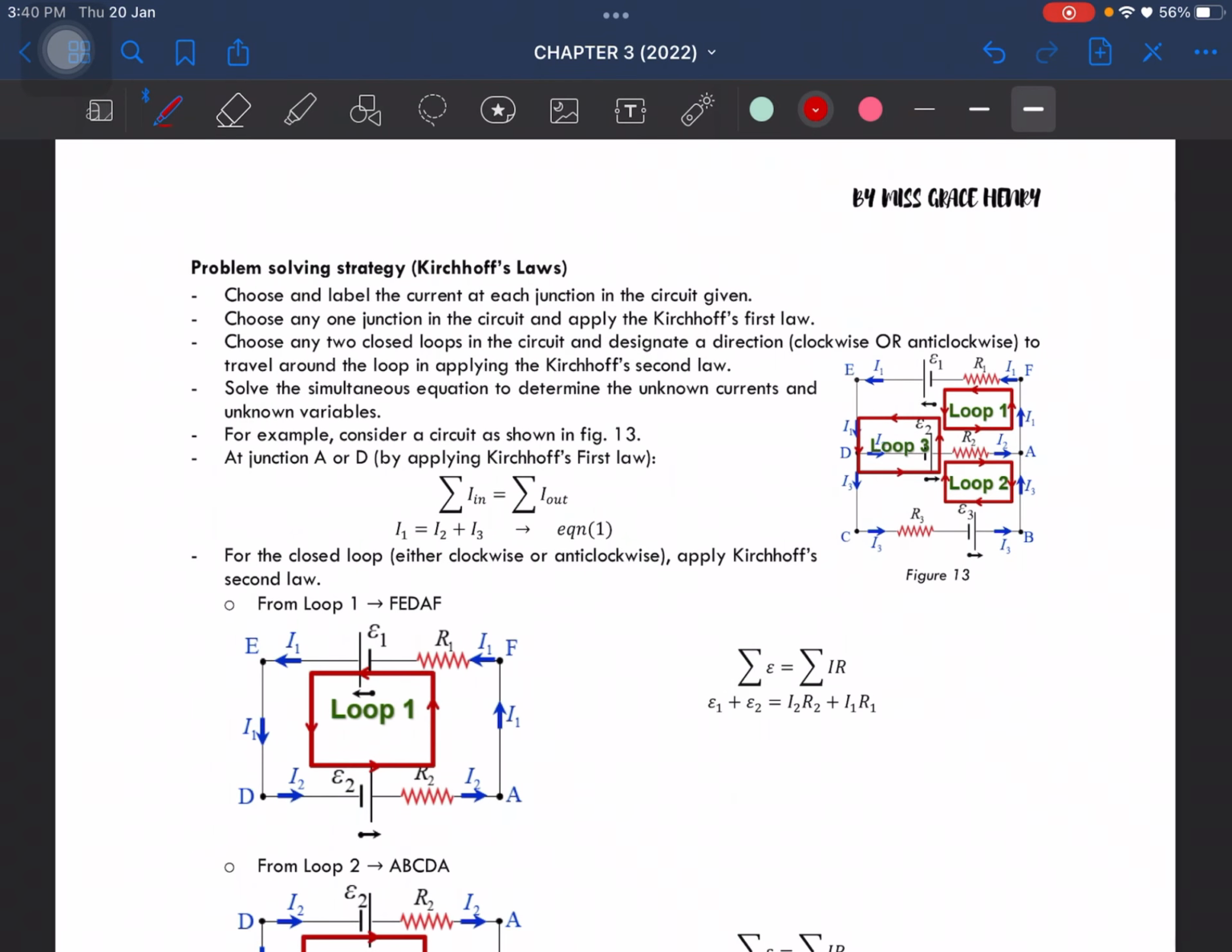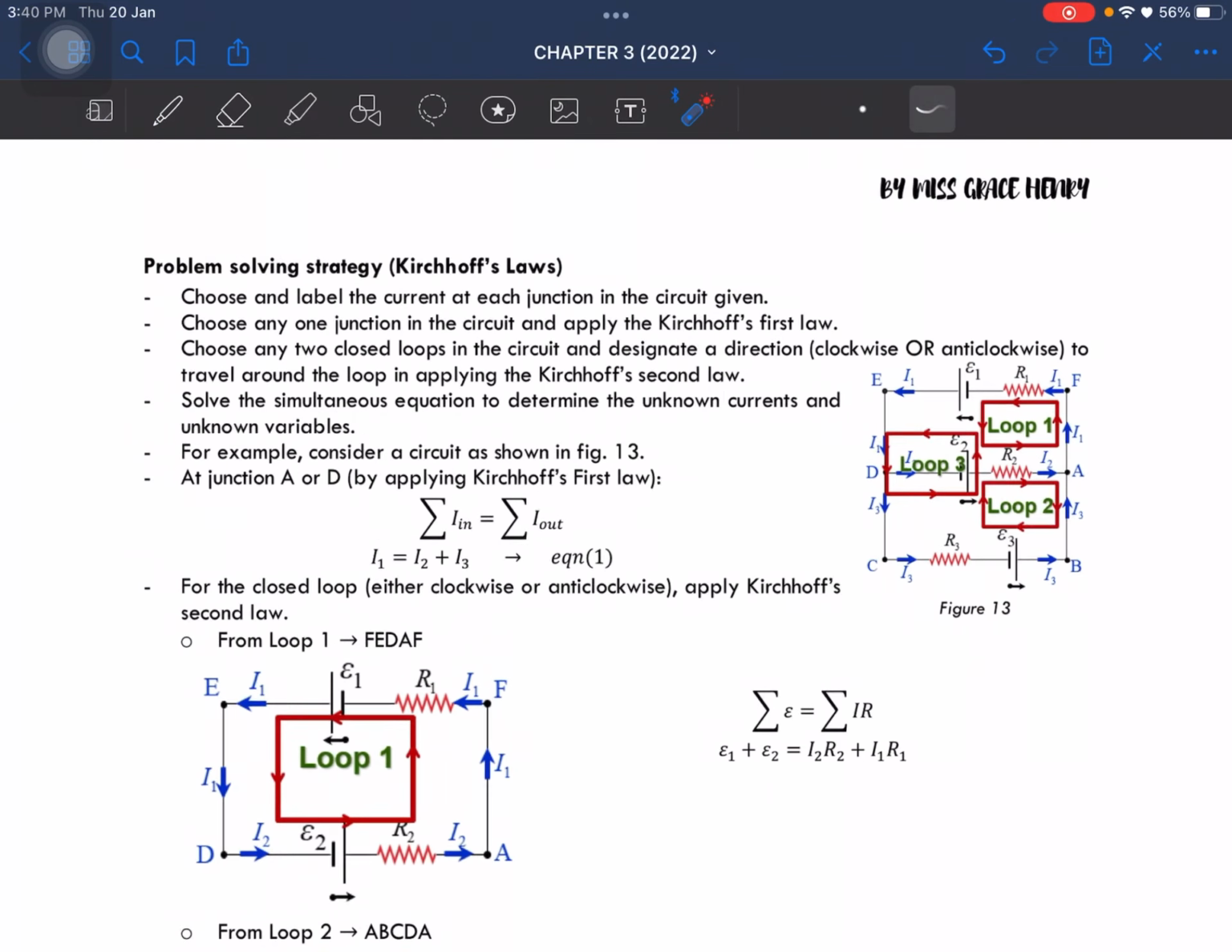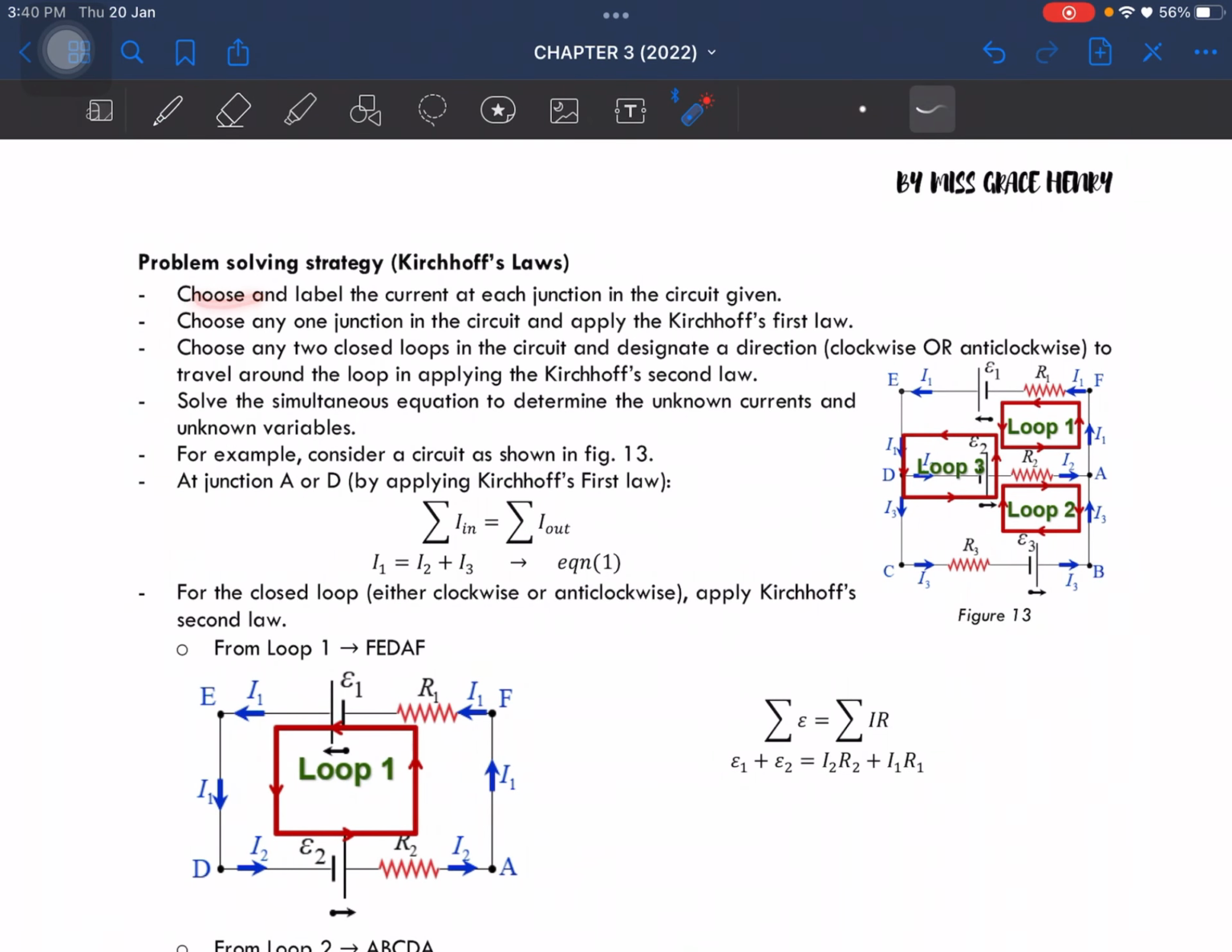So this is the problem solving strategy for Kirchhoff's laws. But it will be easier when I explain in an example later. First thing you have to do is choose and label the current at each junction. This is for Kirchhoff's first law. So you have to label the current at each junction, and then take one junction only, and apply Kirchhoff's first law. Kirchhoff's first law is what? Total current going in is equal to total current going out.